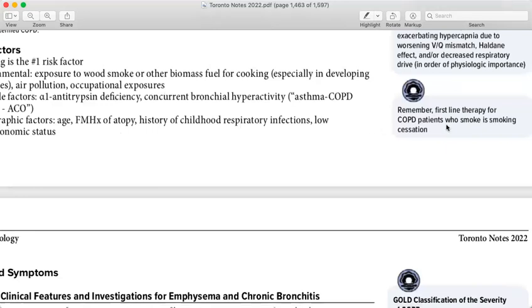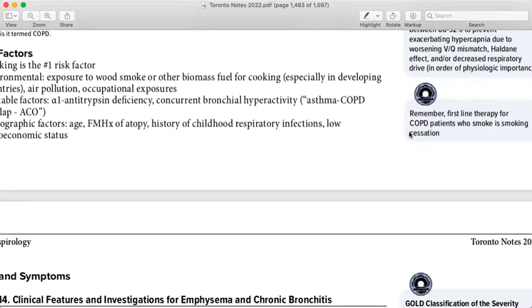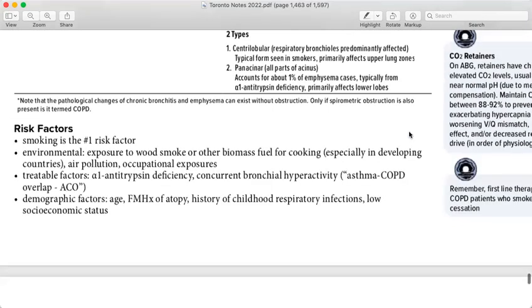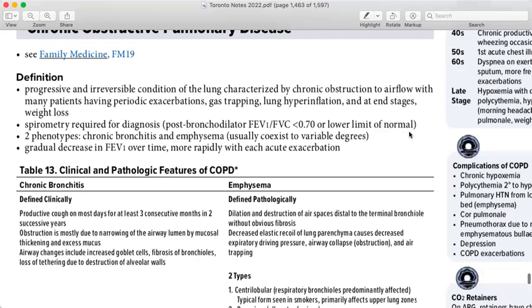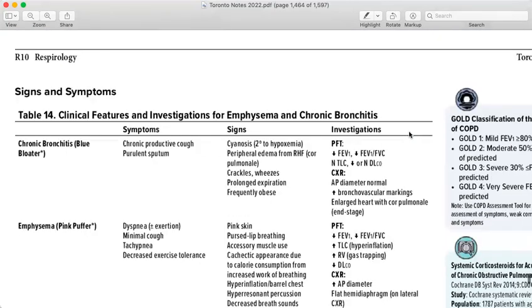Remember, the first line therapy of COPD in those who smoke is smoking cessation. So if they ask for first line management of COPD, it's nothing but smoking cessation counseling. As a family physician, you need to know what is the first thing you would like to do.